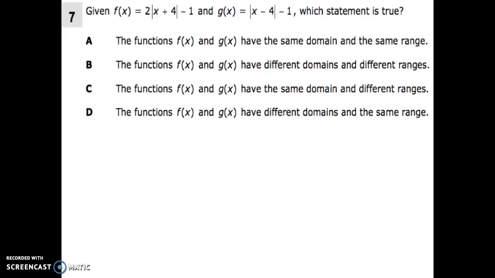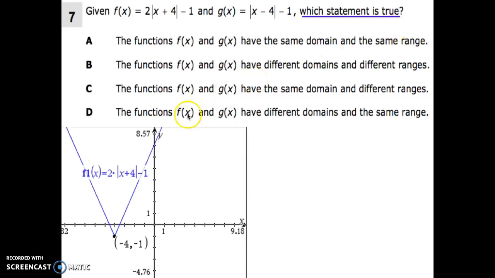Question number 7, we're given two equations, f of x and g of x, and we're asked which statement is true. And you see the answer choices, I mentioned domain and range, so we're going to have to graph these. So let's start with the first one. We have right here f of x is 2 absolute value x plus 4 minus 1.